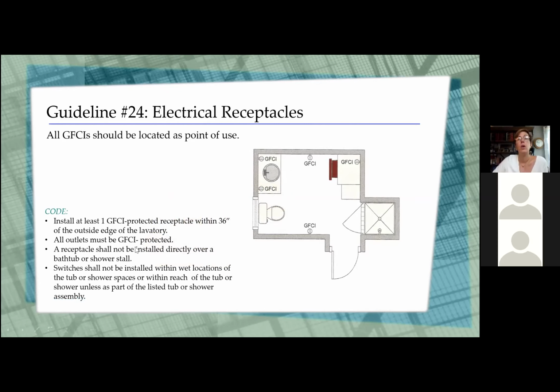Electrical receptacles. We need to make sure that any electrical that we put in the bathroom at all is GFI protected at point of use. Our code requires that we've got at least one within 36 inches of the outside edge of a lavatory, so somewhere in and around here. And then it's not going to be installed directly over a bathtub or near a shower stall. And switches are not to be installed within wet locations where somebody can reach out and grab it from either in the tub or in the shower space.